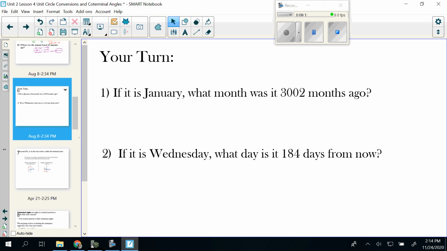All right, why don't you pause, try these 2 out. These are talking about months. And so you got to think about what's the period for months here. What would the period be? And then this one is days of the week. So if your period is days, what would be your period here or there? All right, so pause and try these out.